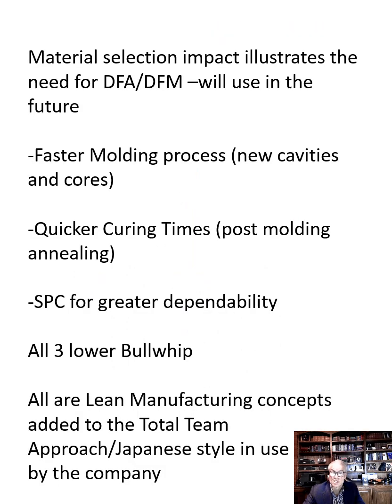So we're going to use material selection in our next process, but we're illustrating the value of it here. We're going to have a faster molding process and the improved process, quicker curing times, SPC for greater dependability. All three of those will lower the bullwhip, and those are lean manufacturing concepts, and they match our total team approach Japanese style quality control system in place for improvement in the future.